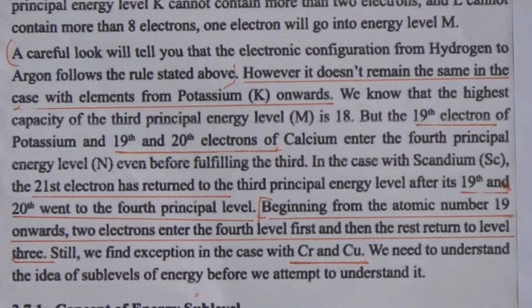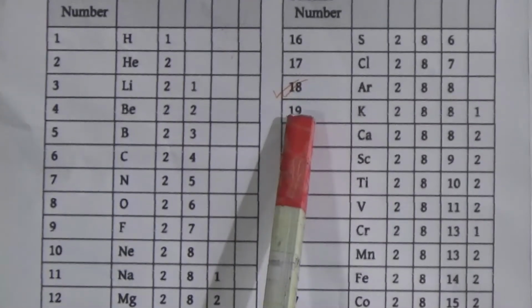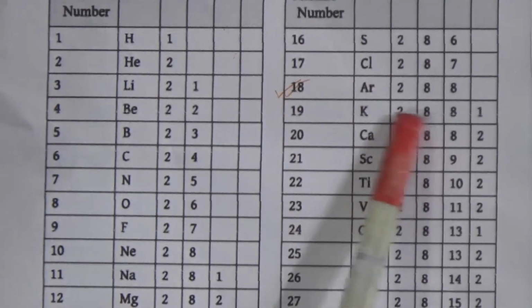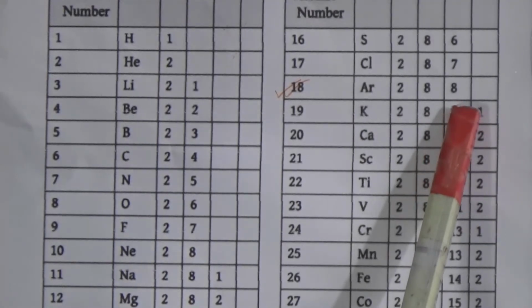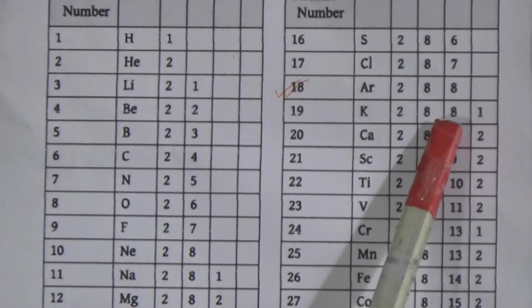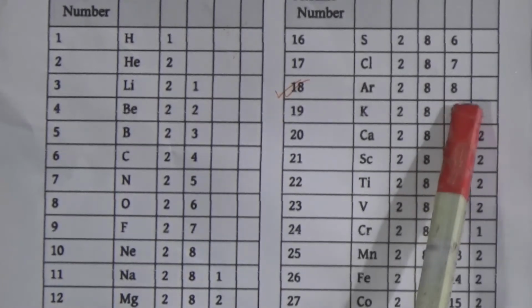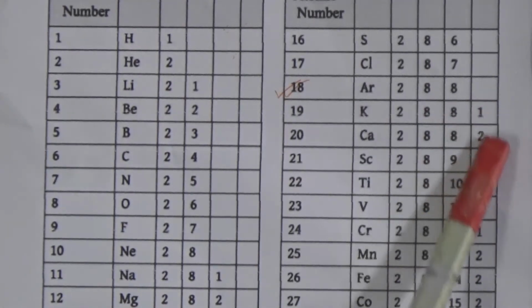Then come to the table. Potassium, if you observe, its atomic number is 19, that means it has 19 electrons, arranged 2, 8, 8, 1. But we know that in the M orbit, that means in the 3rd energy level, any element can hold 18 electrons, but here only 8 electrons stay in the 3rd orbit, and in the 4th orbit the 1 electron goes. Why does it happen?